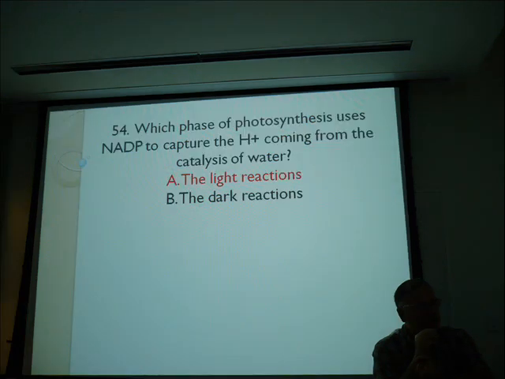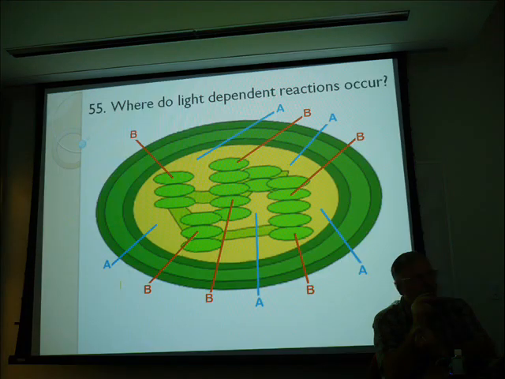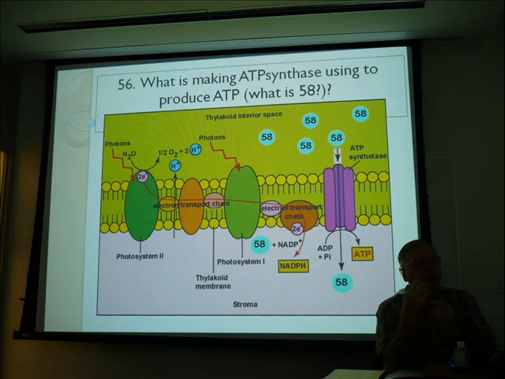Which phase is using the NADP to grab the H to carry it somewhere else? The light reactions split the water, grab the H, and carry it to the dark reaction. Well, where do the light ones happen? B. All the beads inside the green. They need the light. And that's the chlorophyll. Hydrogen falls down through here and spins its wheel and makes ATP.